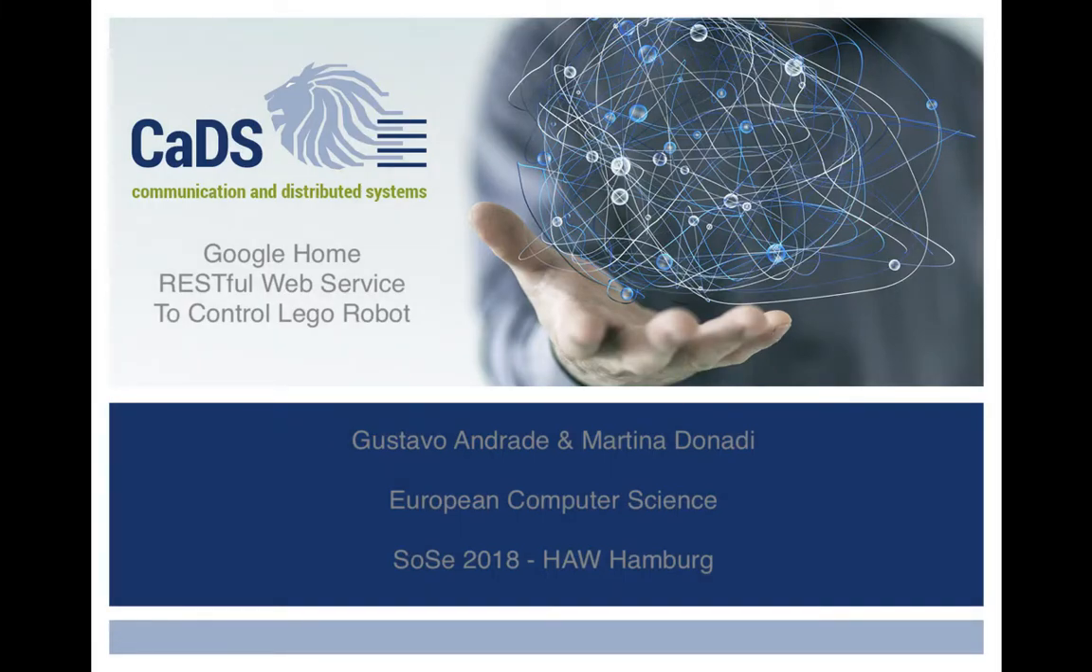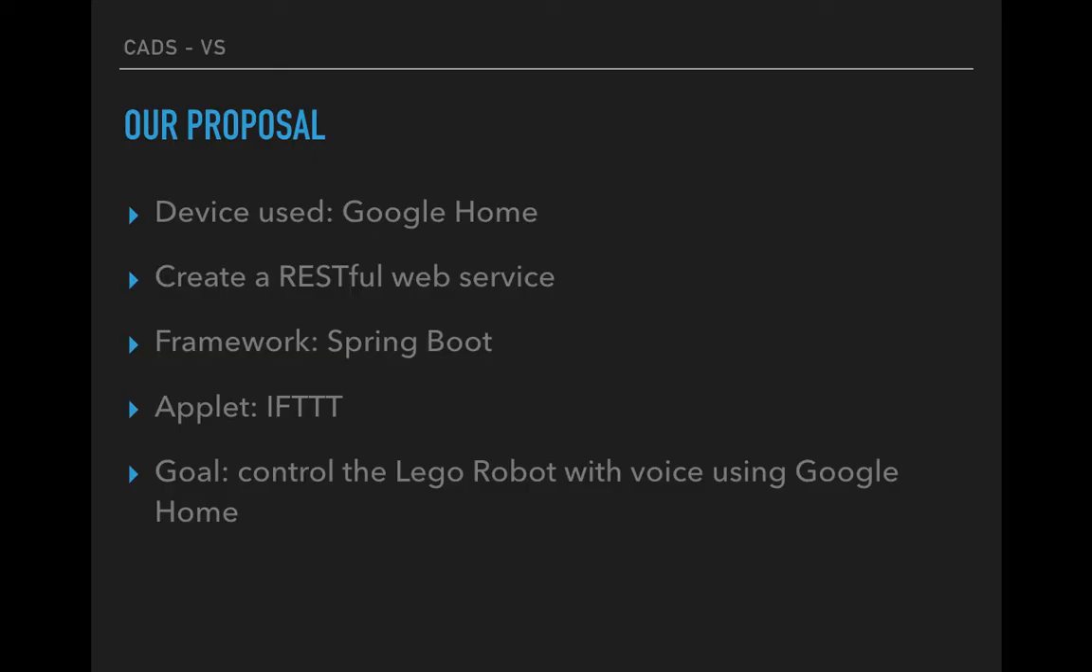Hello! For milestones 3 and 4 of the practical exam of distributed systems, my colleague and I decided to create a Google Home RESTful web service to control the Lego robot. For our proposal we needed a Google Home, and we created a RESTful web service using the Spring Boot framework. We also used a very interesting tool, IFTTT, that gives us the possibility to create applets which interact with IoT devices, allowing them to make web requests to web services.